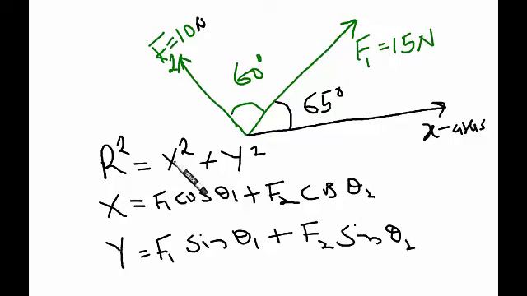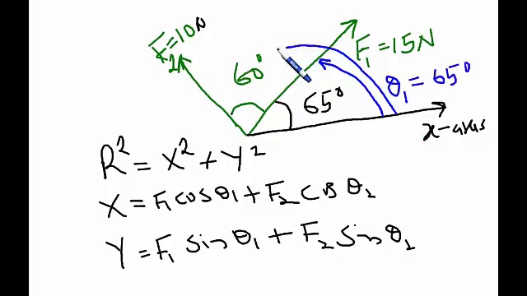So what are our theta 1 and theta 2? We have to be careful here to identify F1 and F2. The theta is evaluated anti-clockwise. So our theta 1 is 65 degrees. And our theta 2 is also evaluated anti-clockwise, the angle between F2 and the x-axis, and this is going to be 125 degrees, from 65 plus 60.